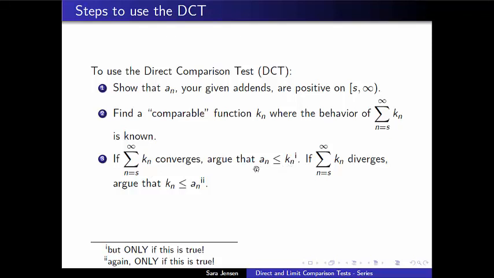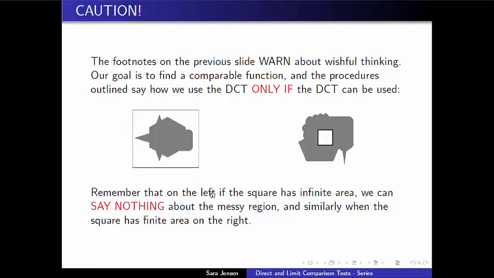In one case, we're trying to show that the a sub n's are less than or equal to the k sub n's, and in another case, we need to argue that the k sub n's are less than or equal to the a sub n's. Now remember that the footnotes on the previous slide are trying to warn us about something.